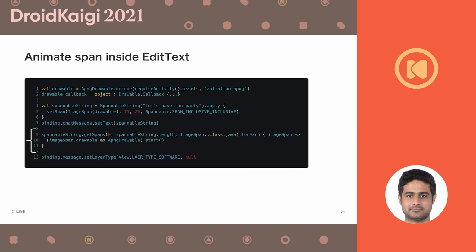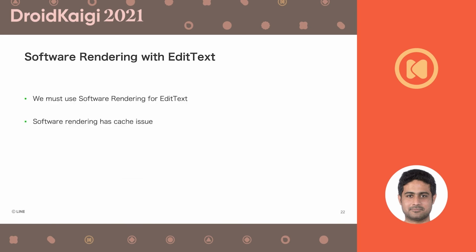Okay, so in previous slides we established that if a view has an editor attached to it, then we must use software rendering. For edit text, an editor is attached by default, so we must use software rendering here. Okay, so let's see the result of it. We have an edit text with the text "let's have fun" and our animation emoji. Now we are using software rendering with edit text, so we have to face all the issues that come with software rendering.